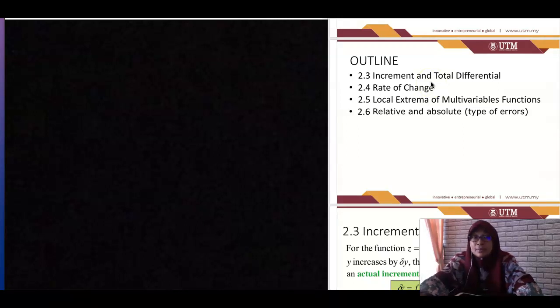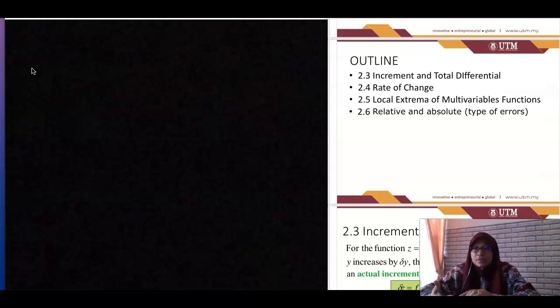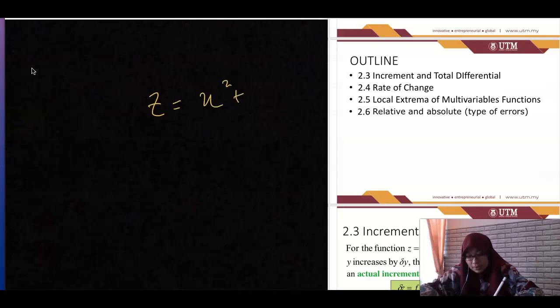Firstly, what do you understand by the word increment? Some students told me increment of salary, or decrement. I would say that increment is something that changes, a change of the input value. For example, say you have a two variable function, and your equation is z equals x squared plus y squared.